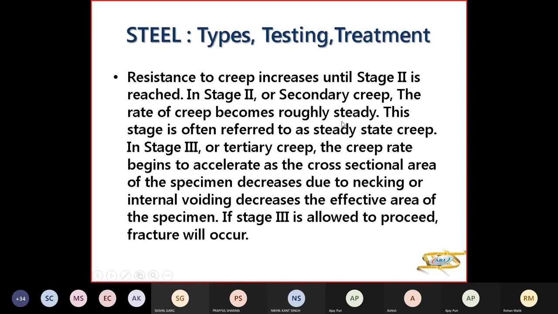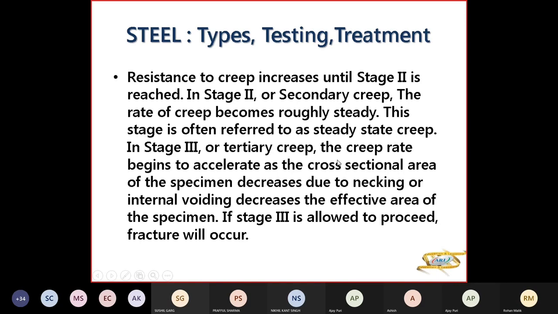This is steady creep because delta epsilon is the same, the ratio is constant as per the time. So delta E by delta T is constant. So this is referred to as a steady state creep. Third is a tertiary creep.